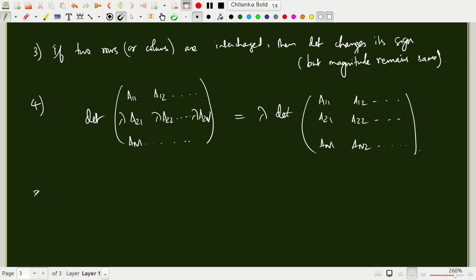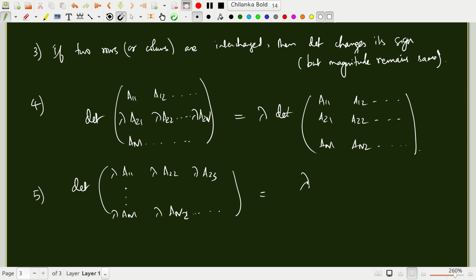Right. So if all the rows are multiplied by the same factor, determinant of lambda a11, lambda a22, lambda a23, lambda an1, all the rows of this matrix and so on, then the answer is lambda to the power n times the determinant of a11, a12, a21, a22, an1, an2.